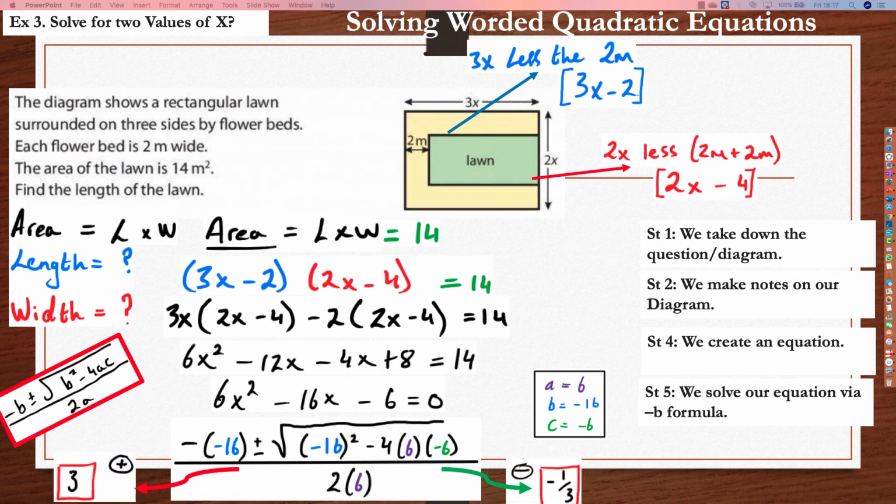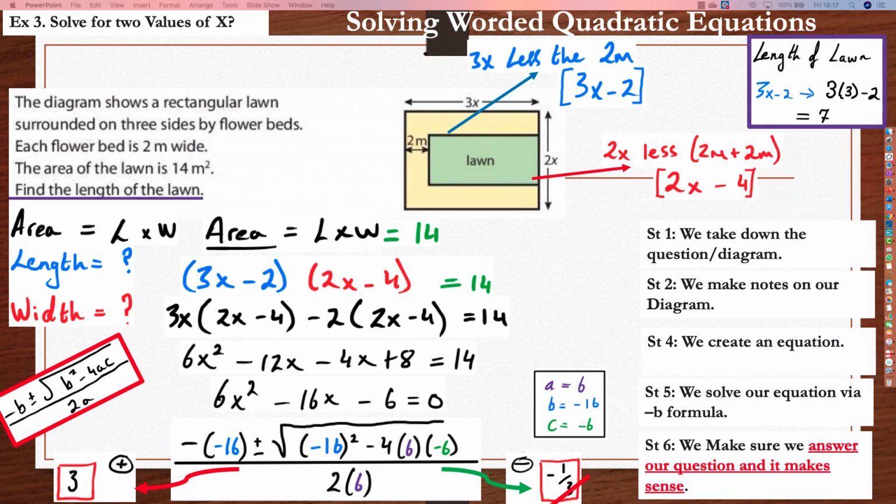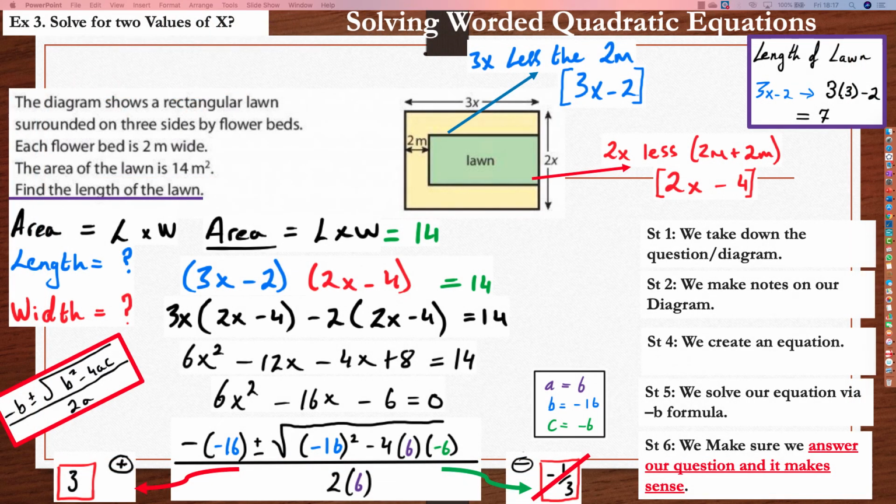3 and minus a third. Which one do we accept? 3. Minus a third doesn't work. Right, do one more of those before we jump onto the fractions.